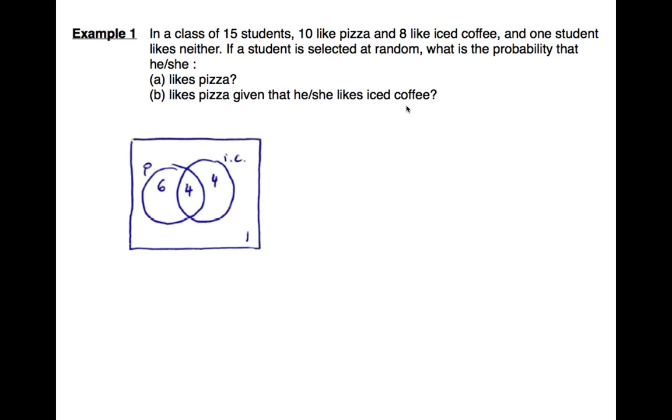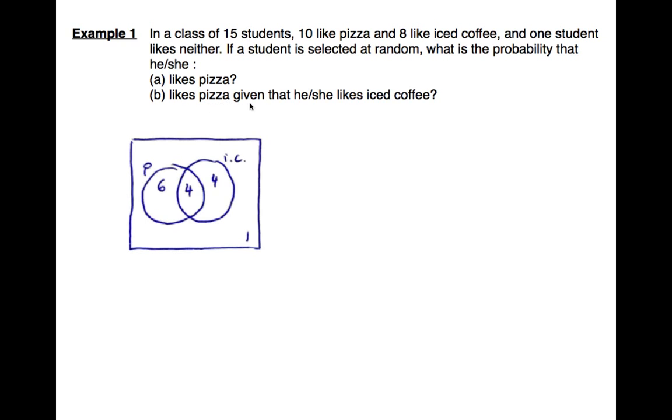And to do that, we want to make a Venn diagram. So one student likes neither. It's not very easy here to figure out these numbers, but you need to find a way for this and this to add up to 10, because there's 10 students who like pizza. This and that should add up to 8, because there's 8 students who like iced coffee, and all together it should add up to 15. But once you passed this difficulty, which we worked on in the Venn diagram unit, you can answer question B.